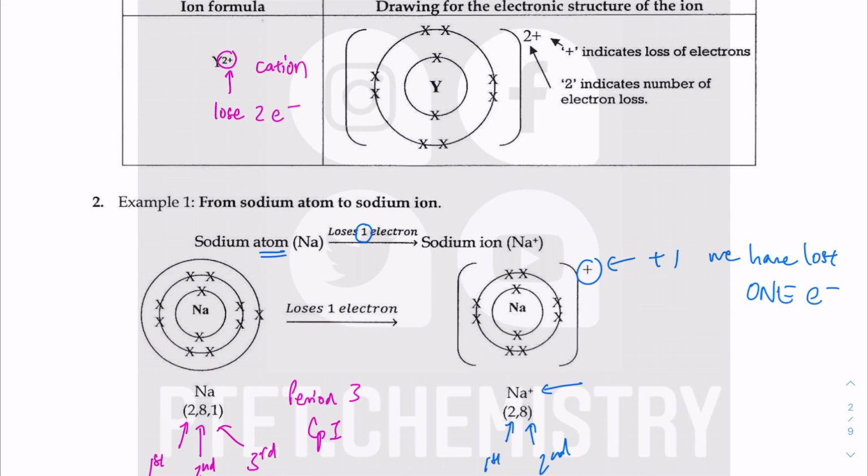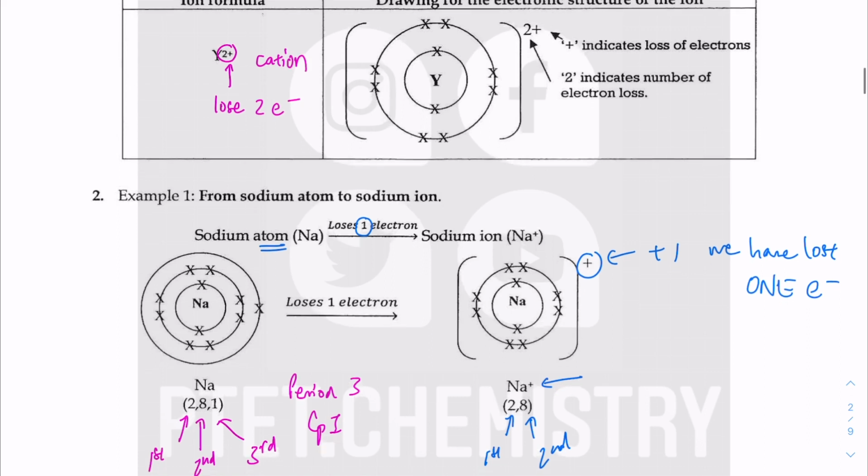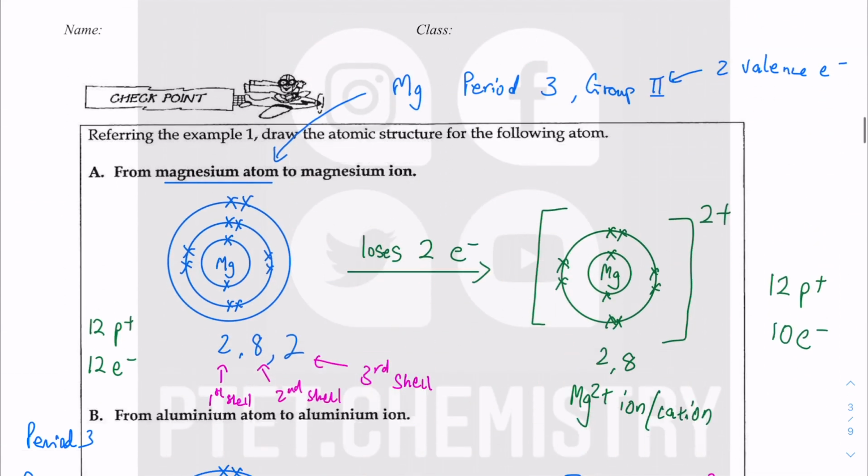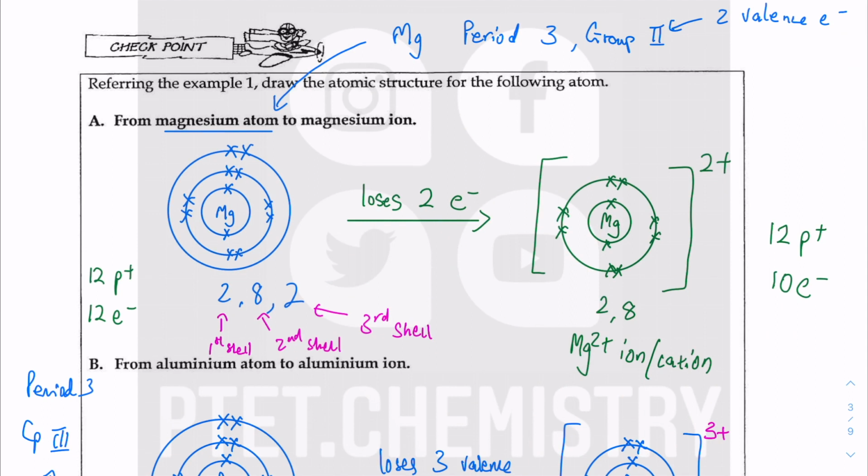When you lose an electron, you have more protons than electrons, and therefore you have a plus 1 charge because you have lost one electron. And now you have a fully filled outer shell. Just now you had 2 plus 8 plus 1, 11 electrons. Now you have 2 plus 8, which is 10 electrons total. You have lost one electron, so it's a plus 1 charge. On the other hand, if you have a plus 2 charge, it means you have lost 2 outer shell electrons to get to a fully filled outer shell.